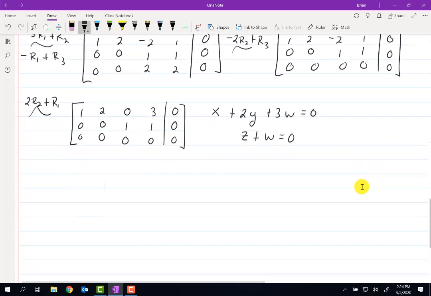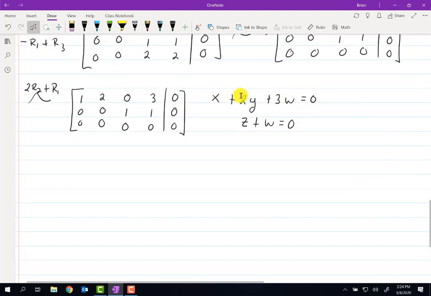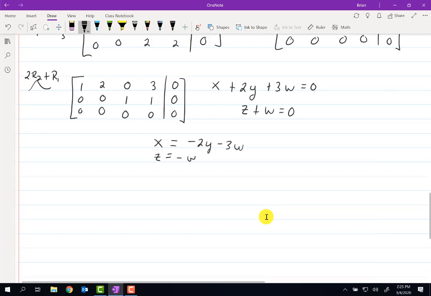Now, what I see here is y is only mentioned in one place, and we can solve the first equation for x and the second equation for z. There's more. I could solve the first equation for y if I want to, but leaving w on the right-hand side is a good idea because w is a free variable. Since I'm going to solve x in terms of y and w, then y will also be a free variable. So I'll have x equals negative 2y minus 3w, and then z, of course, will equal negative w.